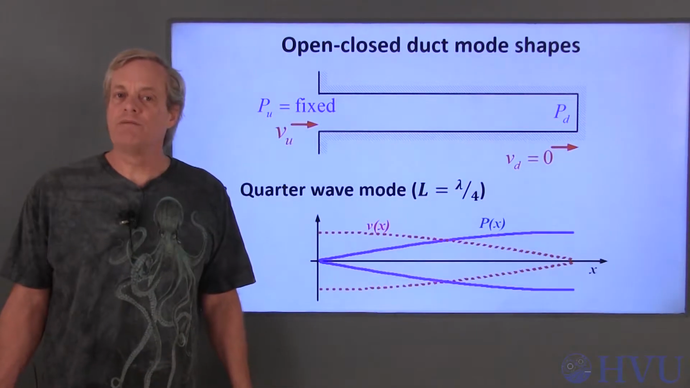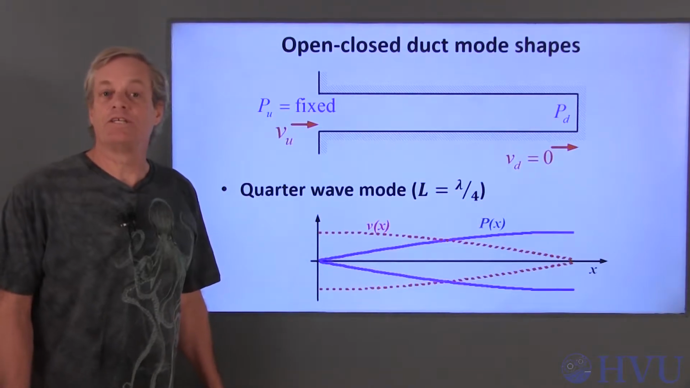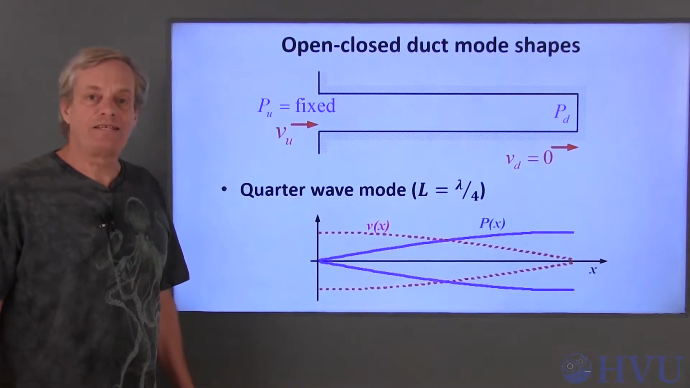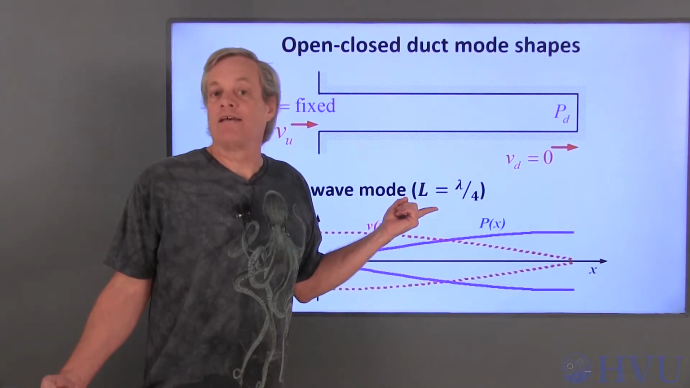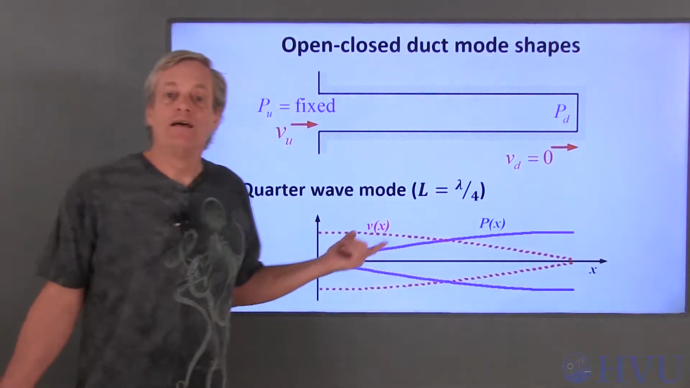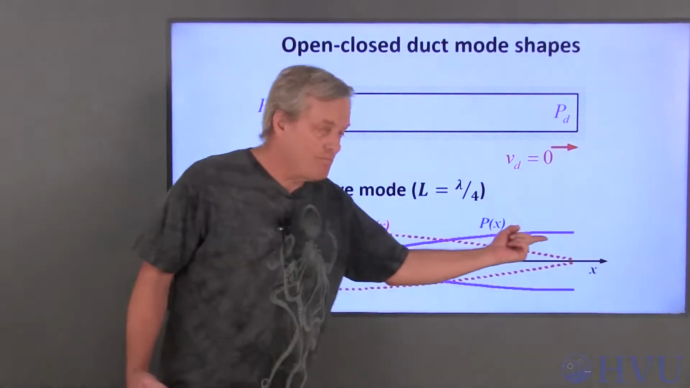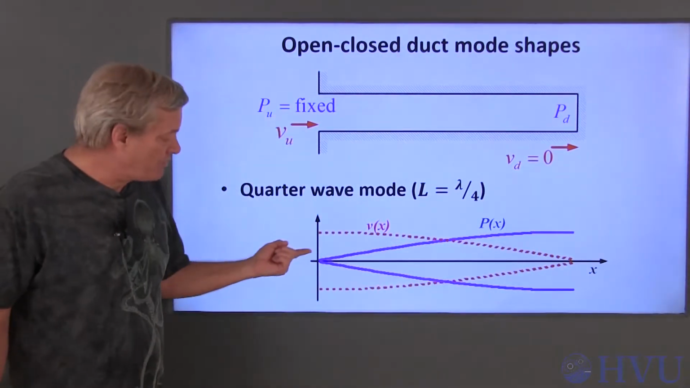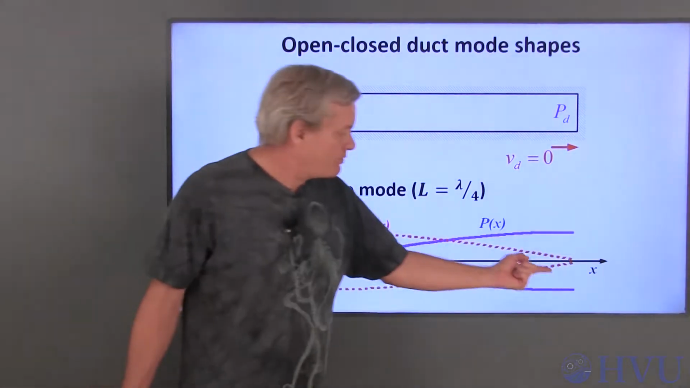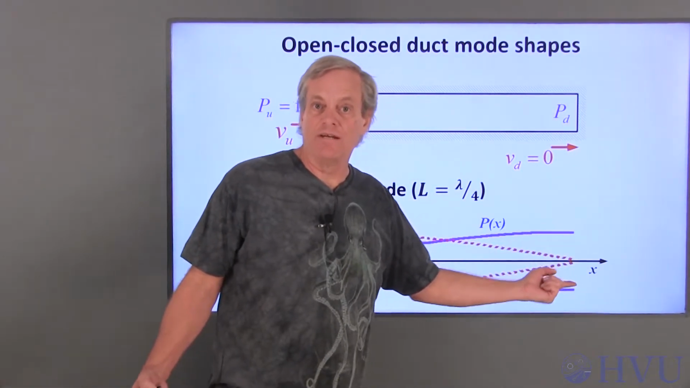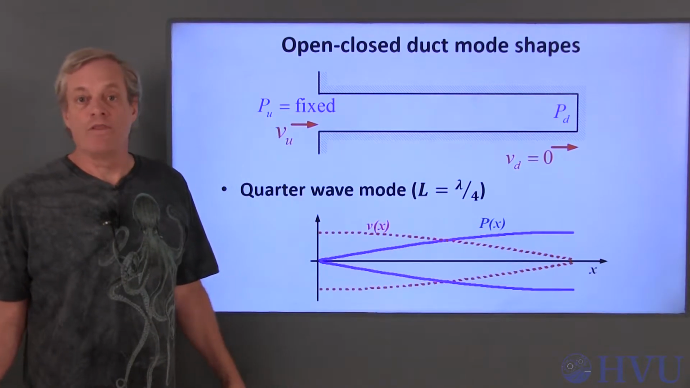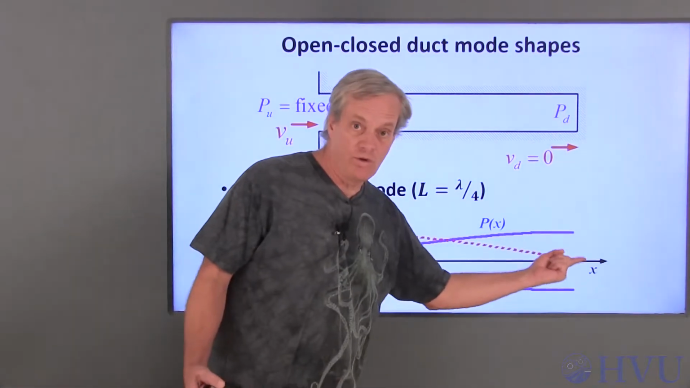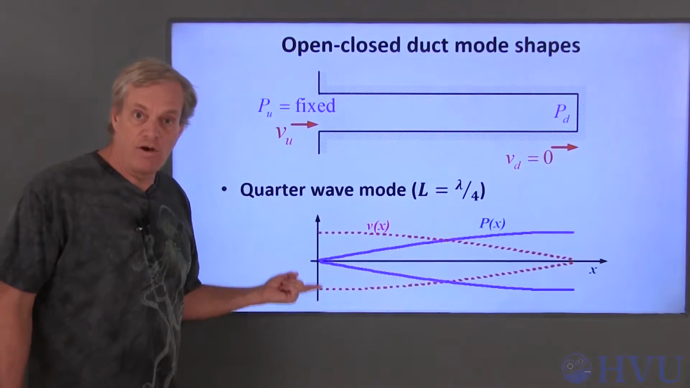The lowest frequency mode that satisfies these boundary conditions is the quarter wave mode. In this case, the wavelength is 4 times the duct length, so the duct length is 1/4 of a wavelength. The shape of the pressure mode is in blue. There are no pressure fluctuations at this end, and the fluctuations are maximized at the closed end. The shape of the velocity mode is complementary to the pressure mode. The velocity is 0 at the closed end and maximized at the open end.